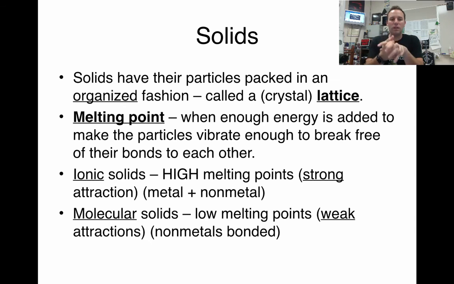Ionic solids, when you have a metal bonded to a non-metal, that's an ionic solid. Those have very high melting points because they're really attracted to each other. They do not want to pull apart. So it takes a lot of energy to get those molecules to separate. A molecular solid has a very low melting point because when you have two non-metals bonded to each other, those molecules are relatively easy to separate and easy to melt.